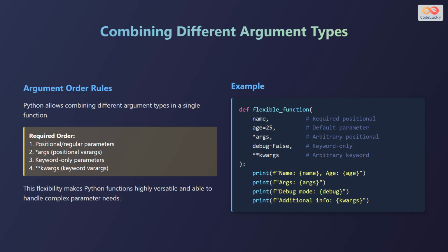Here's an example of how to combine different argument types. We define a flexible function that includes required positional arguments, default parameters, *args for arbitrary positional arguments, keyword-only parameters, and **kwargs for arbitrary keyword arguments.